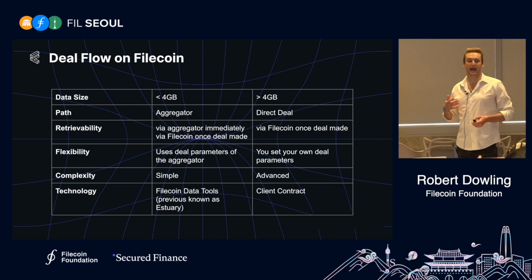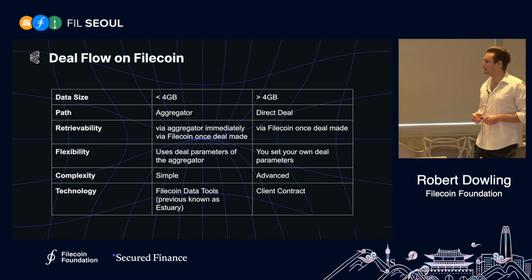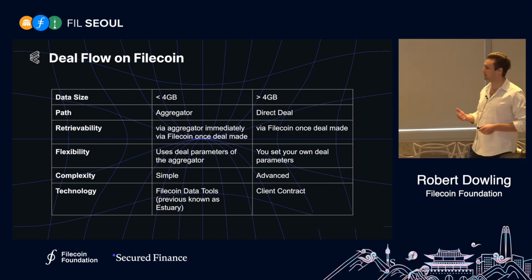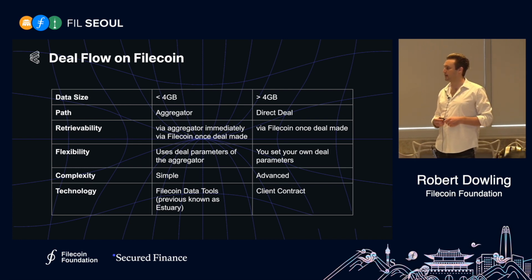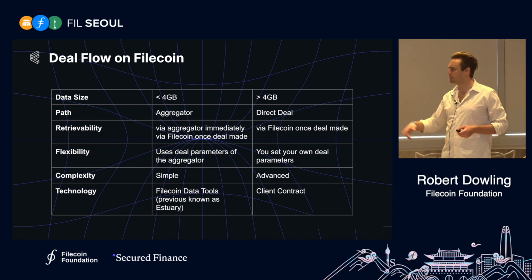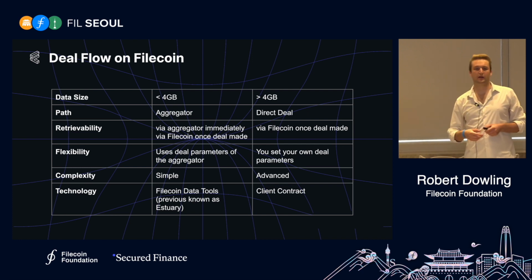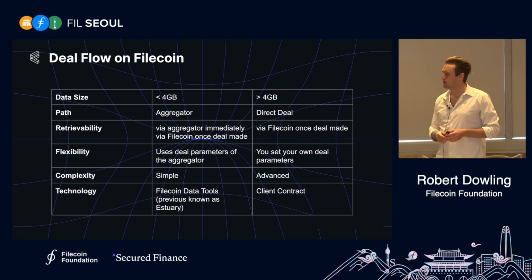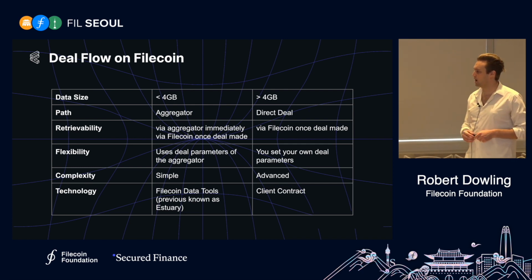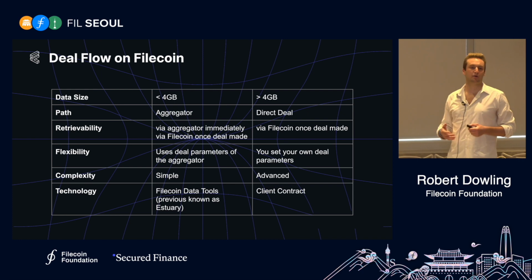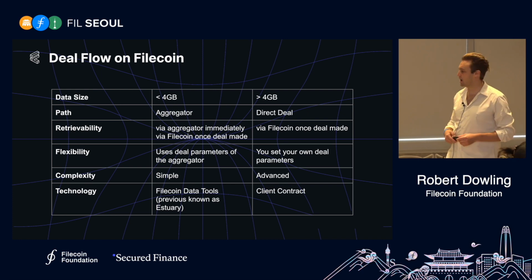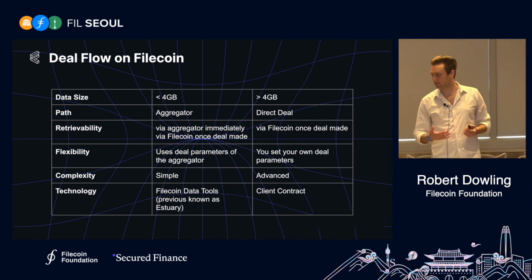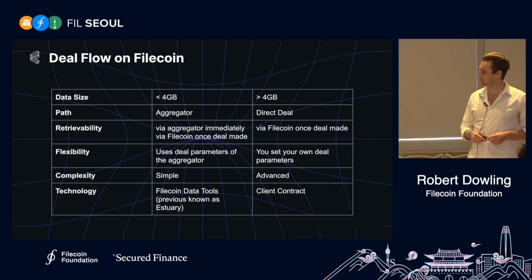Your retrievability: if you're using an aggregator, you can actually retrieve that data from the aggregator even before it hits the Filecoin blockchain. With the 4 gigabyte direct deal making, you need to wait for it to hit the Filecoin blockchain. The flexibility, unfortunately, the deal parameters for aggregators are limited by what the aggregator can handle. But with direct deal making, you can set your own deal parameters.